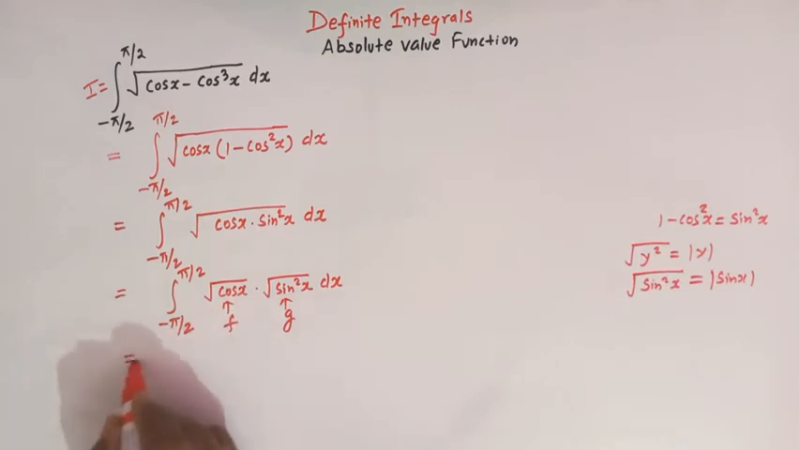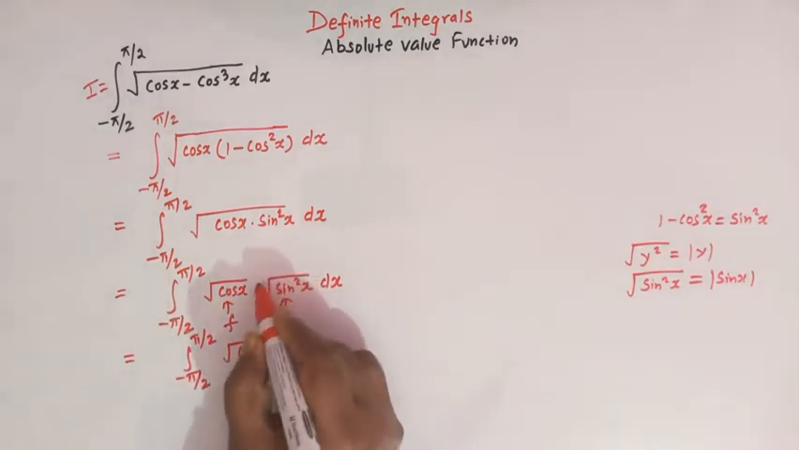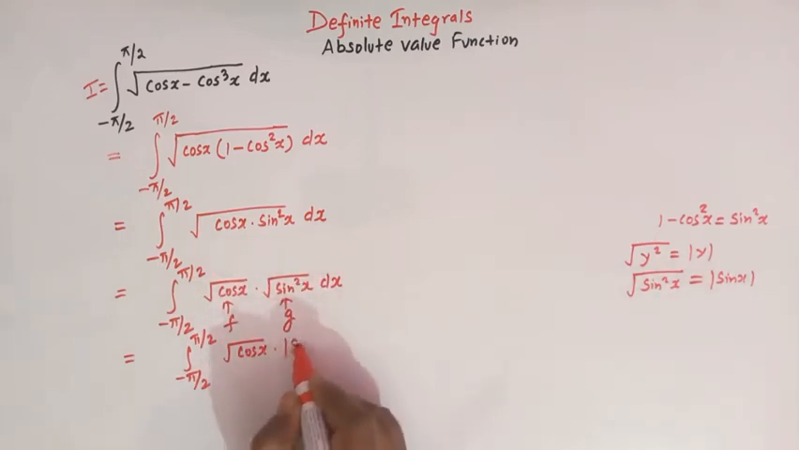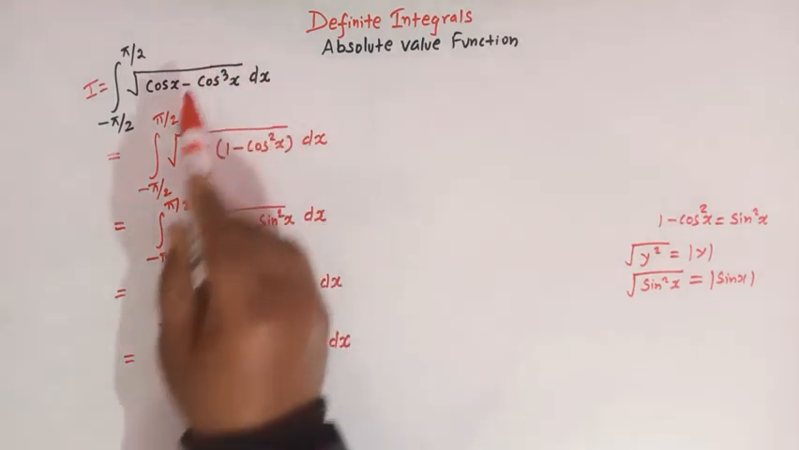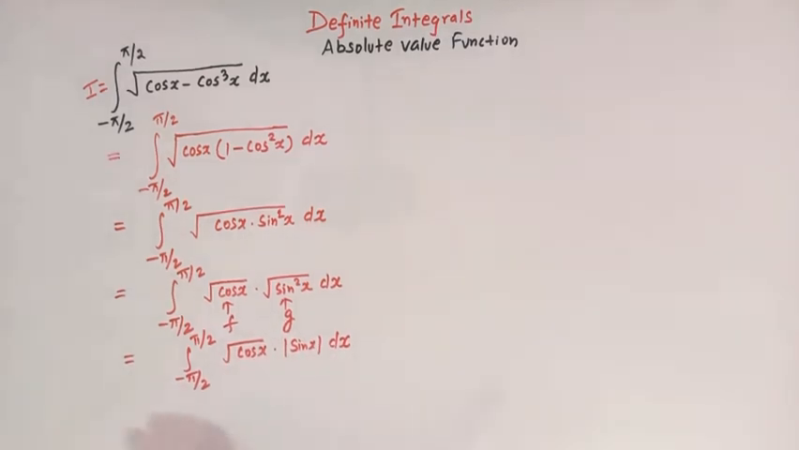So now this integral can be written from minus pi by 2 to pi by 2 of square root of cos x, and then for square root of sine square x we can write mod of sine x. So this is how we convert this integrand in terms of square root of cos x and the absolute value function. Now let us concentrate on the limits.